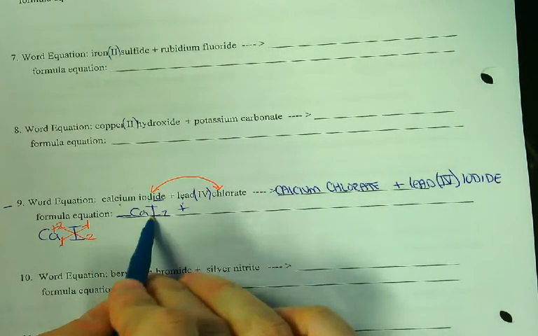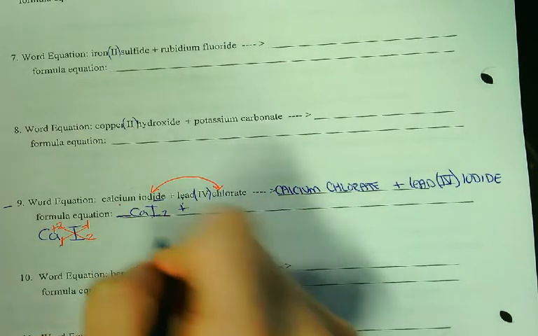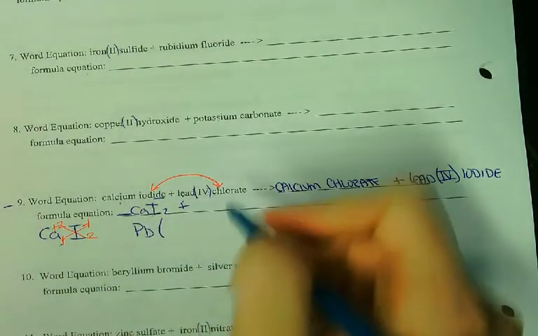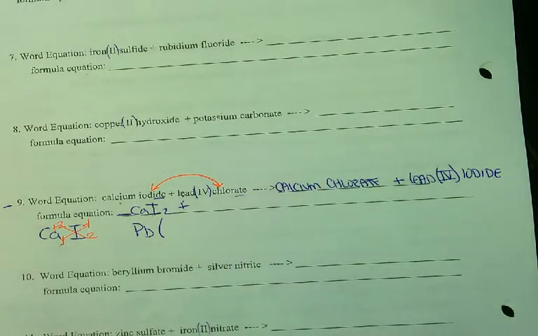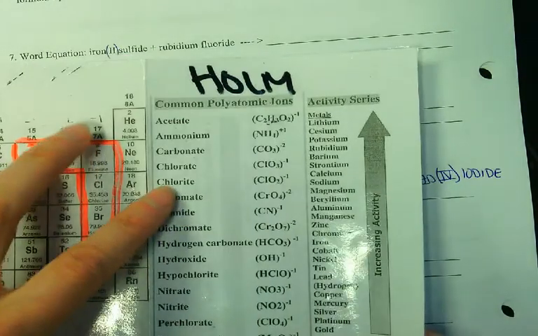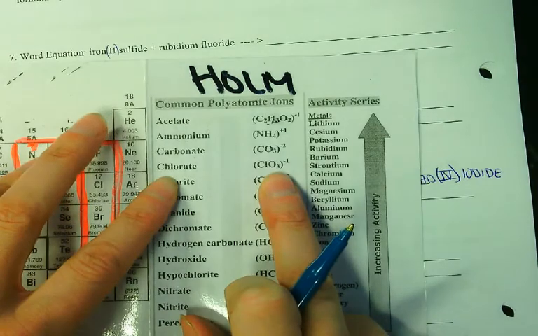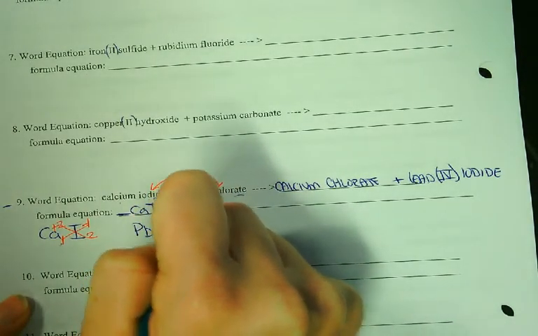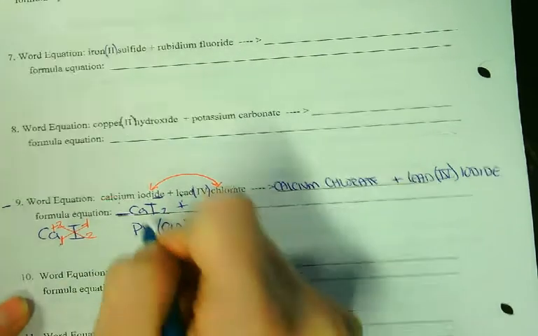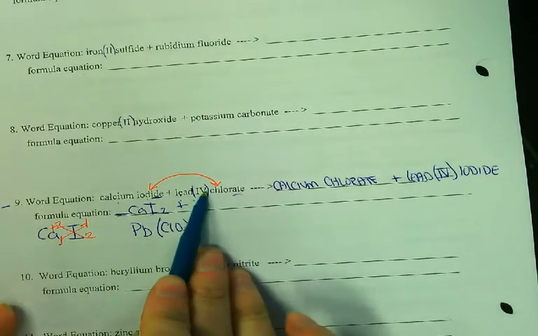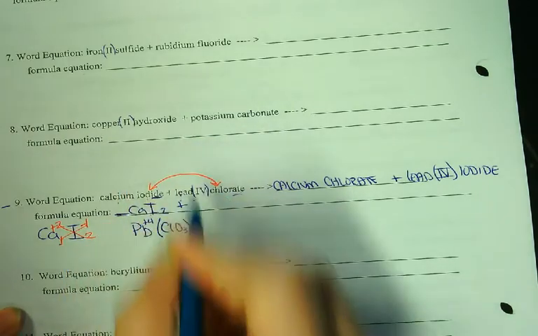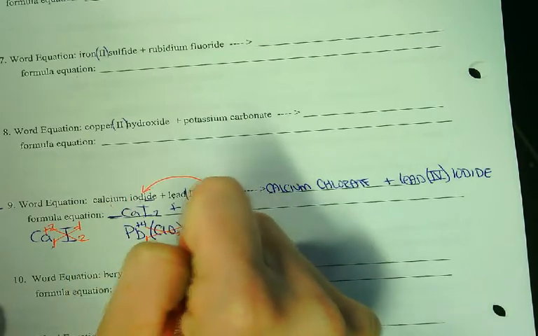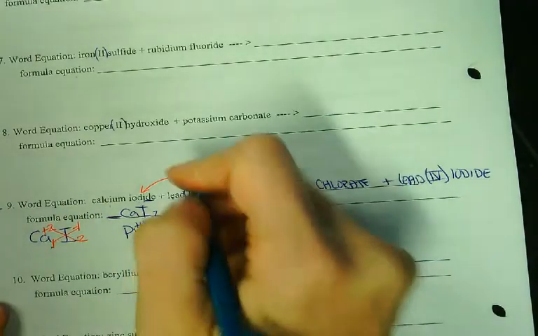Plus, okay, I've copied this one down in the plus sign. Now I need to translate lead-4 chlorate. Pb, and chlorate is not chlorine. It's not Cl. That would be chloride. Chlorate is ClO3, -1. So I'm going to write that ClO3, -1. Lead is making a 4 charge. It tells me right in the name, +4. So when I crisscross, 1 comes here and a 4 goes there.